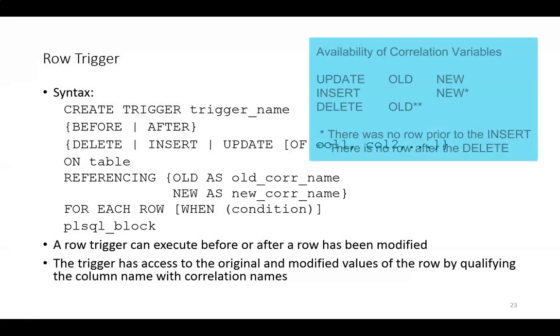This particular clause is actually optional. We don't have to provide a correlation variable name for either old or new. If we choose not to include this clause, we can actually use a variable that's already defined for us called old and another variable called new. Those are the default names. And finally, we conclude the trigger declaration by providing the PL/SQL code that will execute when the trigger fires.